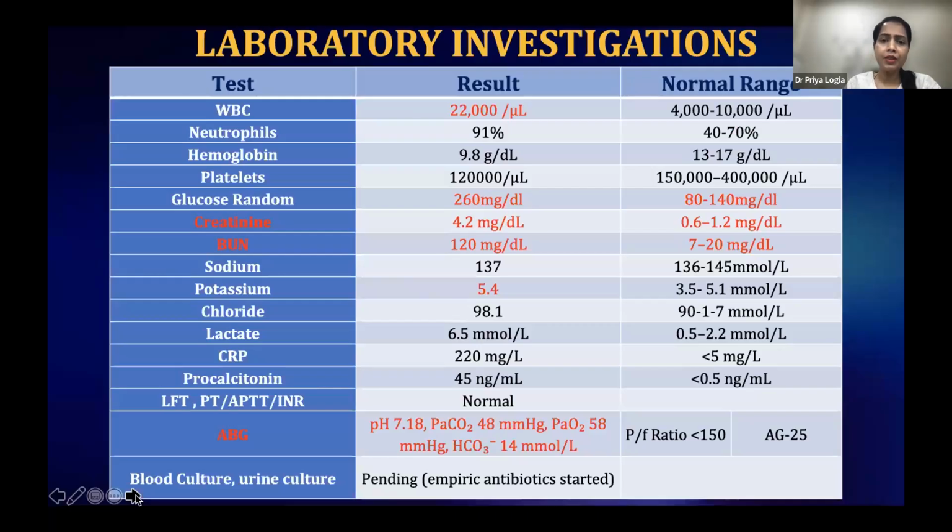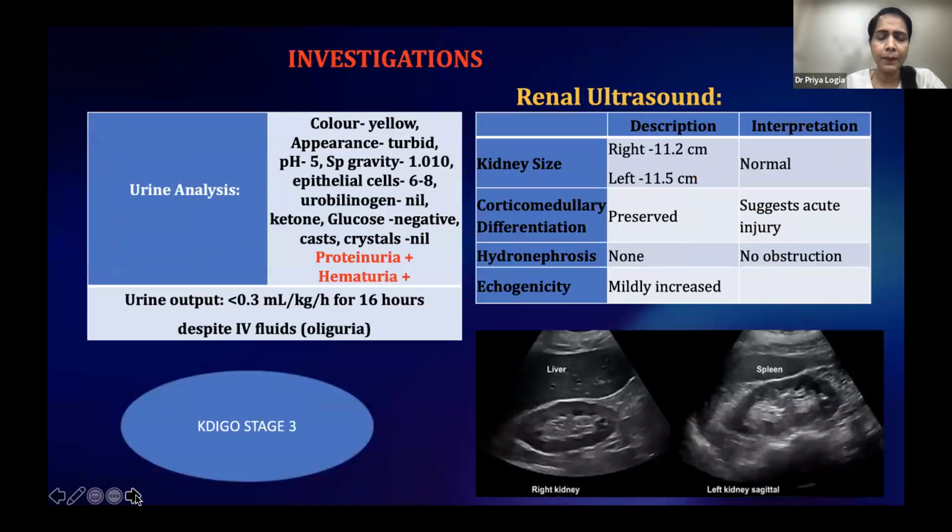These were the laboratory investigations. The infective parameters were elevated. The white cell count was 22,000. The CRP and procalcitonin were elevated. The blood urea nitrogen was 120 milligrams per deciliter. The creatinine was 4.2. She had high sugars at presentation. And the blood gases revealed a severe metabolic acidosis and a severe hypoxemia with a PF ratio of less than 150. The anion gap was elevated.